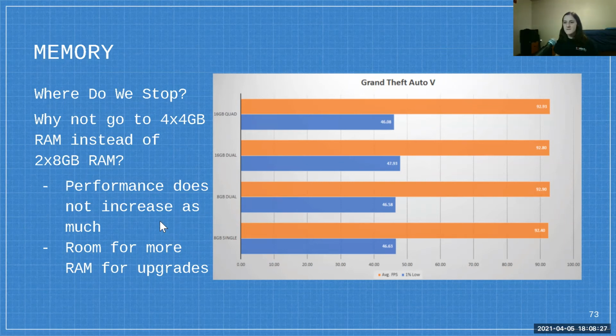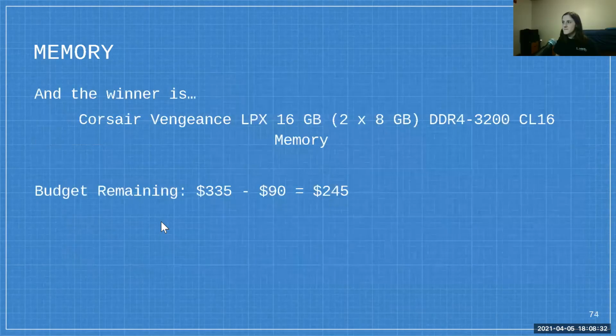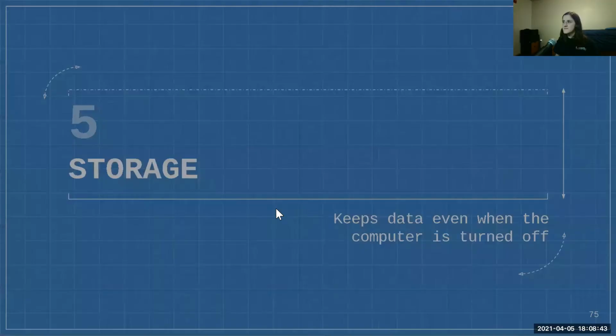And still we have room for more upgrades this way because we still have those extra 2 slots of RAM. So this was our winner. It's the 2 8 gigabyte sticks, and that cost us $90. So we have about $250 left to build this PC.